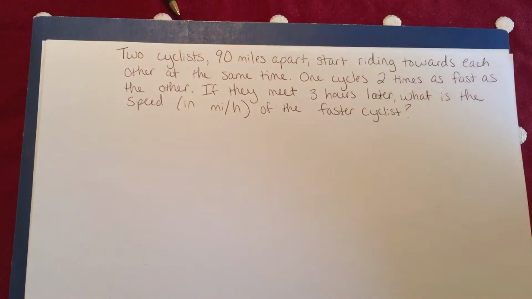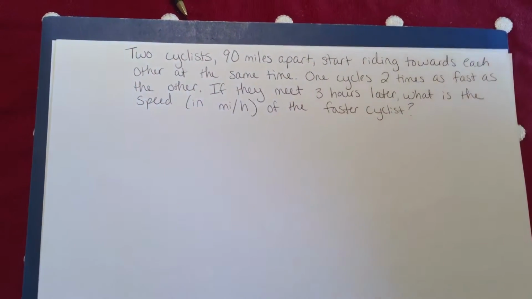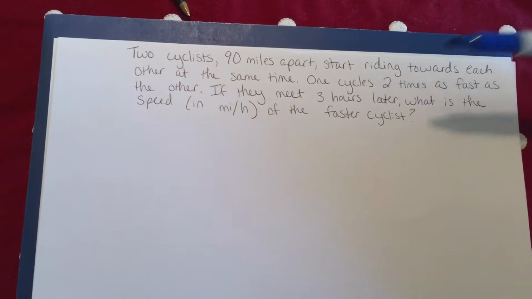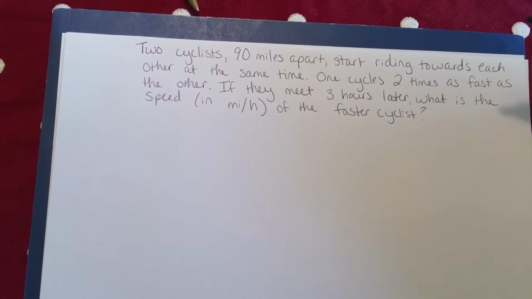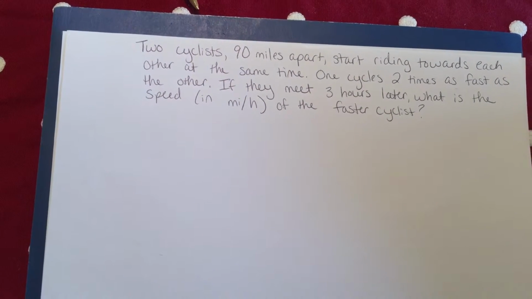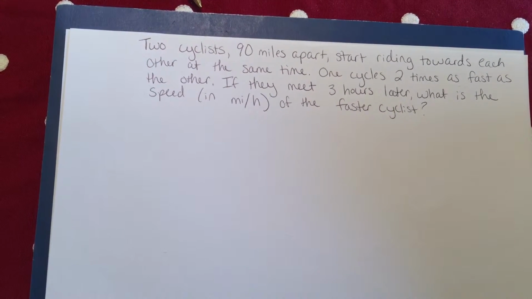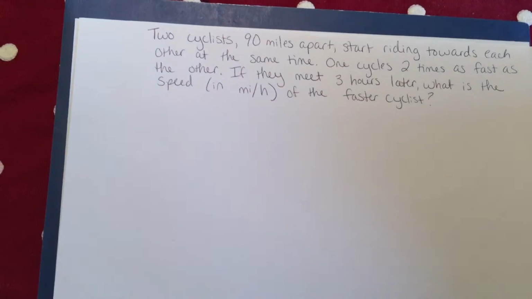Okay, this is a problem from homework 2.5, and it talks about two cyclists that are 90 miles apart. They start riding towards each other at the same time. One cycles two times as fast as the other. If they meet 3 hours later, what is the speed in miles per hour of the faster cyclist?